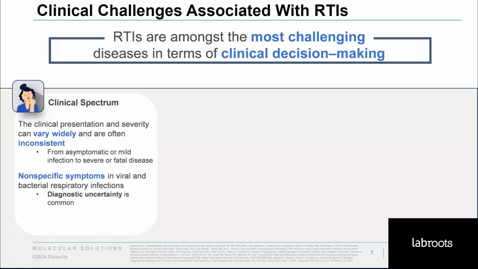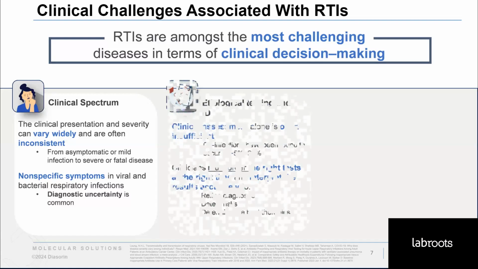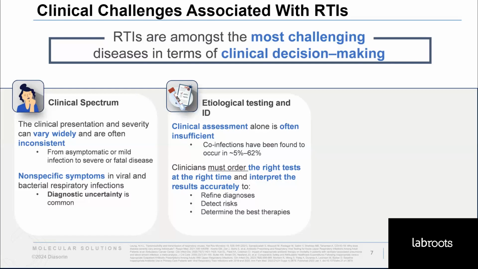They are common to both viral and bacterial infections, which can lead to diagnostic uncertainty. And this uncertainty can then result in delay in diagnosis, unnecessary testing, and even overuse of antibiotics, even in cases of viral infections. This is why testing is crucial for identifying the pathogen or pathogens responsible for that infection. However, clinical assessment alone is often not enough to identify that causative agent, especially for respiratory infections, which can also have a high likelihood of co-infections, up to 62%.